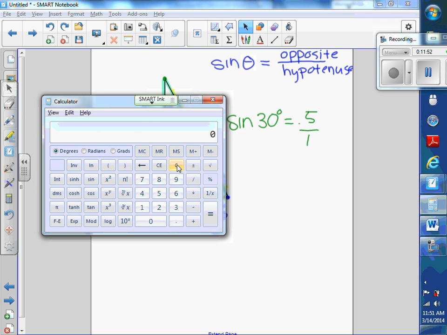2.5 sine 230, and then hit sine. I'm not sure if you get 0.5, right? I got syntax. Okay, so on this calculator, you have to hit... mine's the reverse. You have to hit sine and then 30. 0.5.